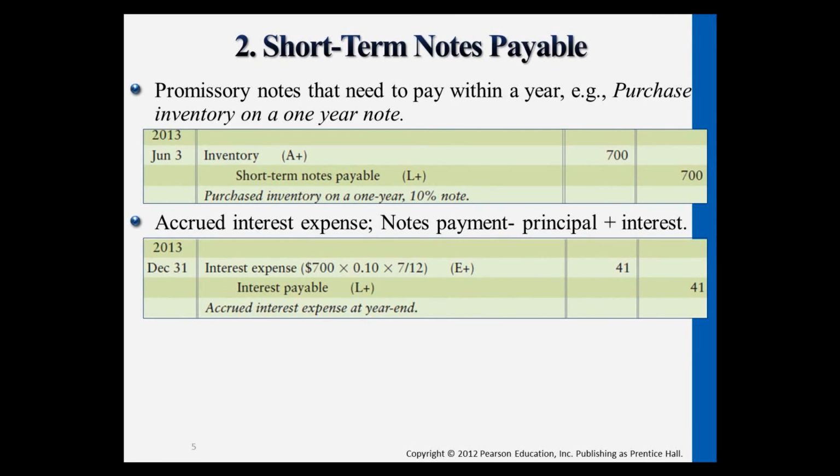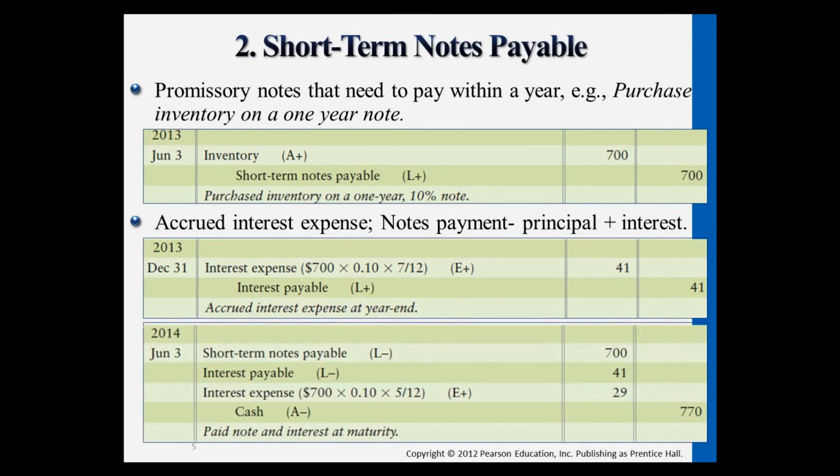So the first entry here assumes that we purchased $700 worth of inventory and we sign a short-term note, due within a year. This is the first entry here. At the end of this year, we want to accrue and calculate the accumulated interest on this short-term note. The reason we're journalizing this and not directly paying cash is that the note is not due yet. So this is the interest accrued at year end. Then next year, when the note reaches its maturity date, we pay back cash for the principal amount plus the interest, the full amount.